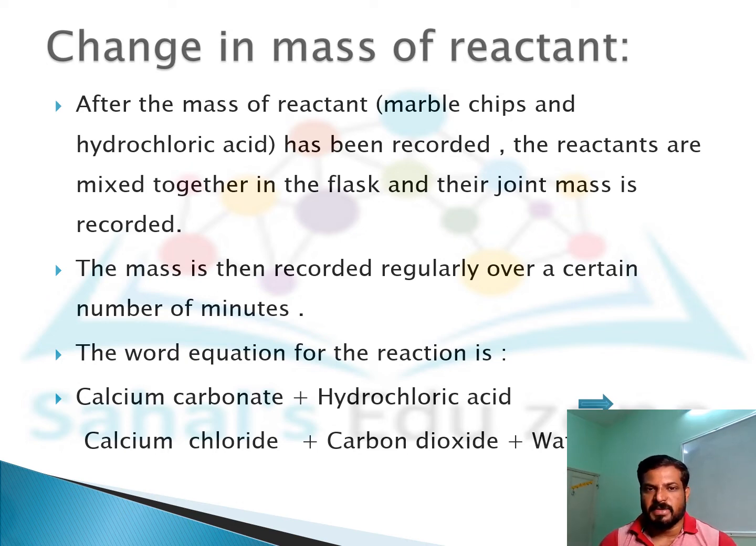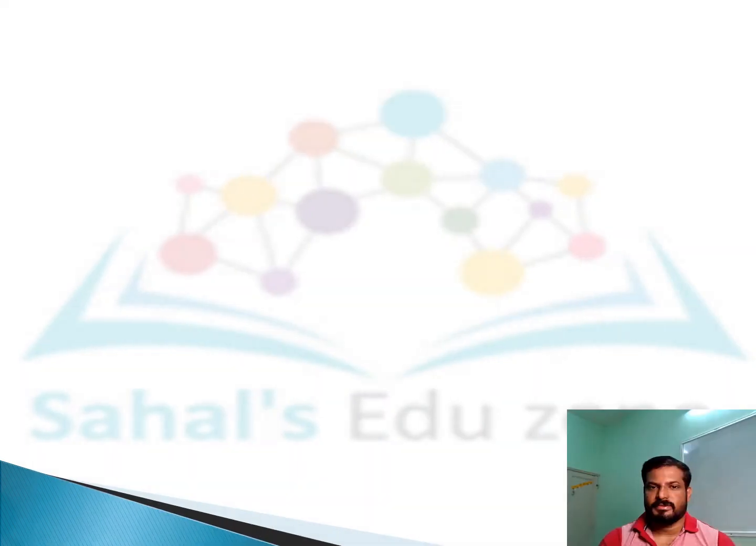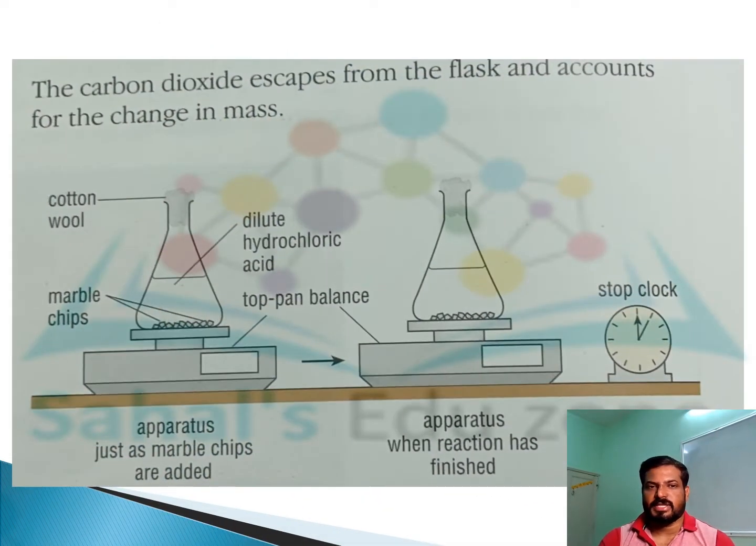Once again, take marble chips and hydrochloric acid and record the mass of the reactants. Then after every regular interval of time, calculate the mass. Then you can calculate the rate of reaction. First of all, calculate the mass of marble chips and hydrochloric acid. After that, the reaction starts. Calculate the mass at every regular interval of time. Then you can calculate the rate of reaction.